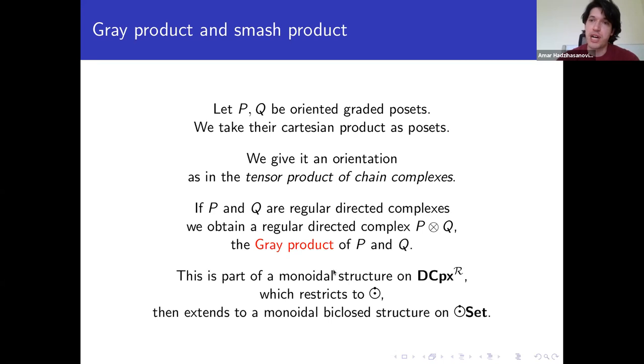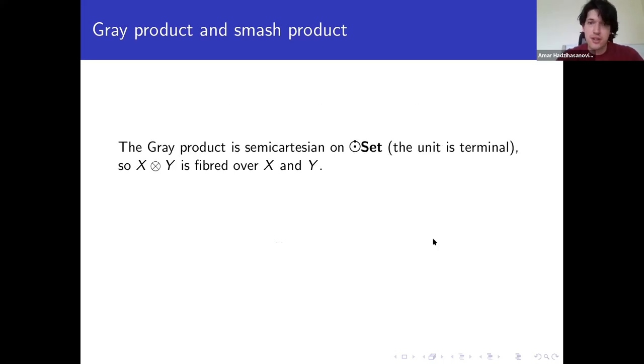So this Gray product is part of a monoidal structure, so it's compatible with maps. It restricts to a monoidal structure on the atoms, and then by the usual Day convolution machinery, we get a monoidal biclosed structure on the category of diagrammatic sets. As I was saying, this product is not a Cartesian product, but it is the next best thing, in the sense that it's a semi-Cartesian product. The unit object is the terminal object. So we still get that the Gray product of two spaces X and Y is fibered over both X and Y. Even though it's not a Cartesian product, we still get projections by sending X or Y to the unit.